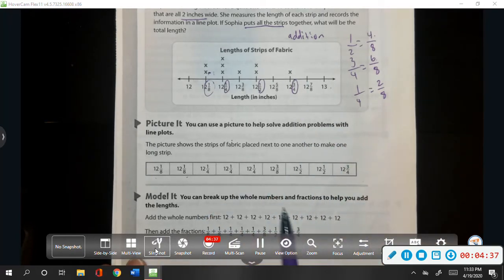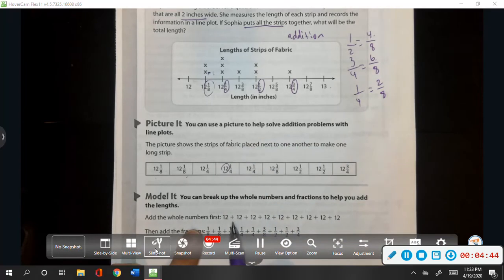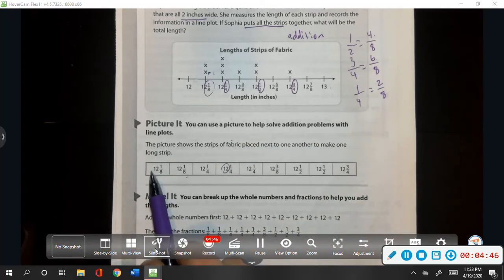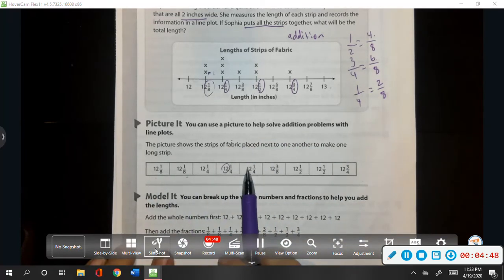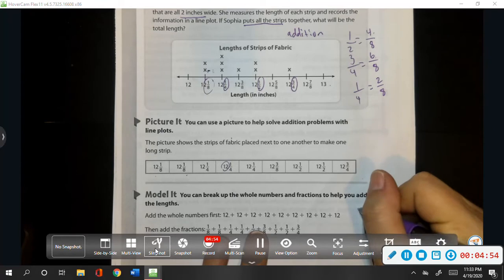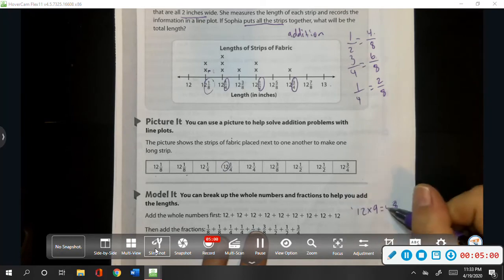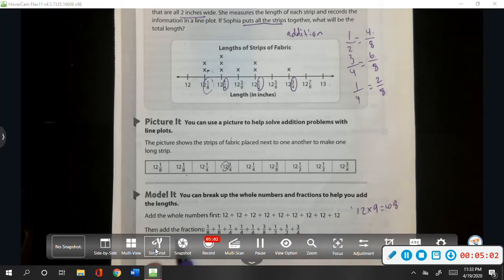It says you can break up the whole numbers and fractions to help you add the lengths. So all they did was they pulled the whole number out, that 12, and they added all the 12s up. Well, we had 1, 2, 3, 4, 5, 6, 7, 8, 9 12s. So you could either use repeated addition, or you can just say 12 times 9, which is 9 times 2 is 18. Carry the 1. 108. And then you add the fractions.